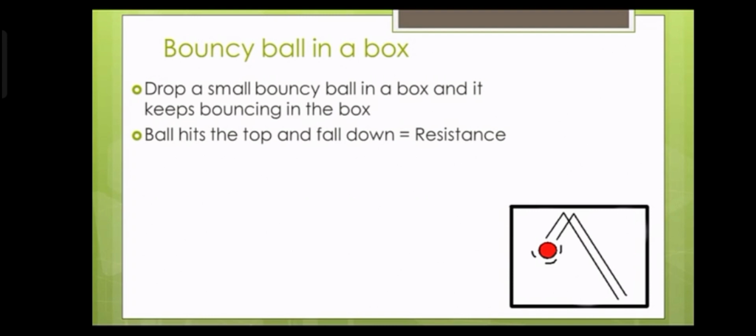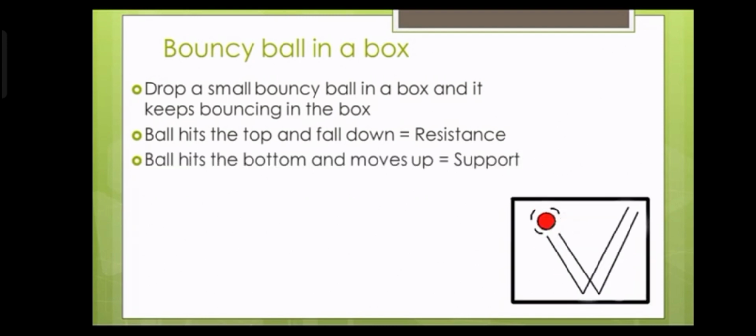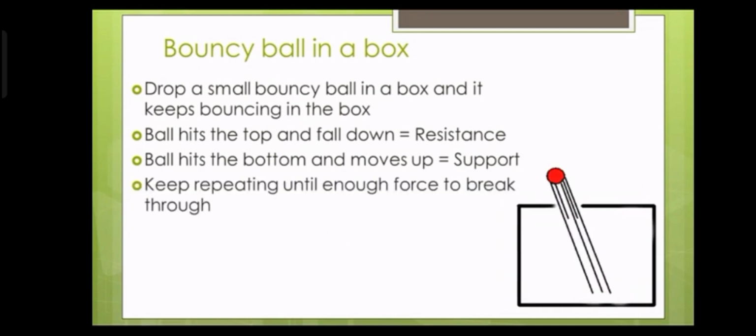Now this is resistance happening. As the ball moves towards the bottom of the box, it will hit the bottom, and because it doesn't have enough force to break through the bottom, it will bounce off it and move upwards. Now this is support happening. So this process will keep repeating until the ball has enough force to break through either the top or bottom of the box. And this force will come from the sentiment of the investors in the market.